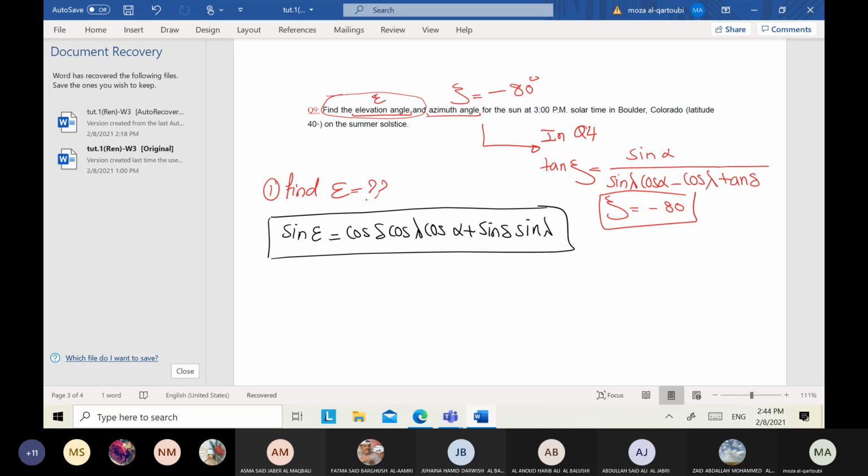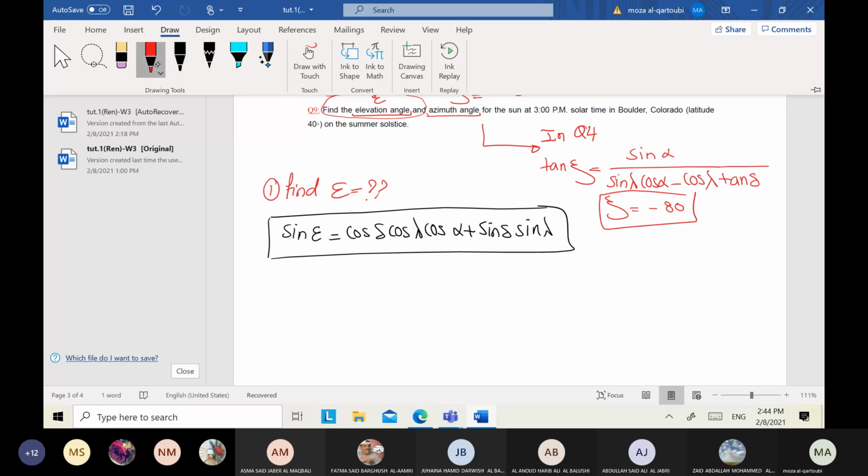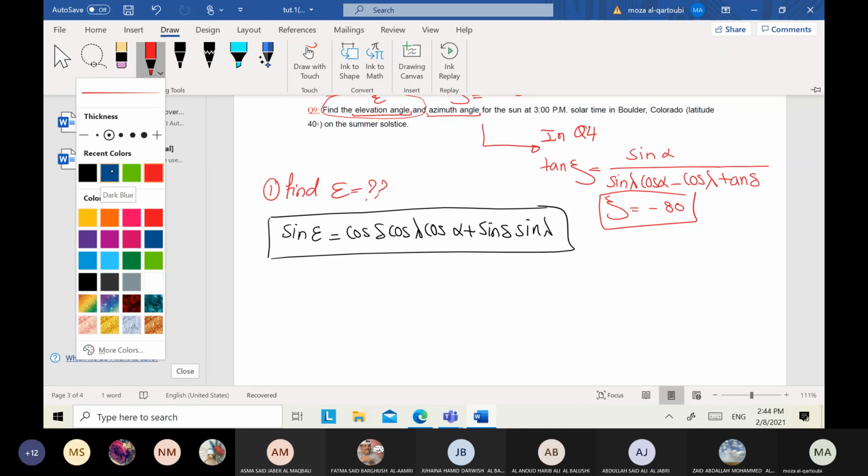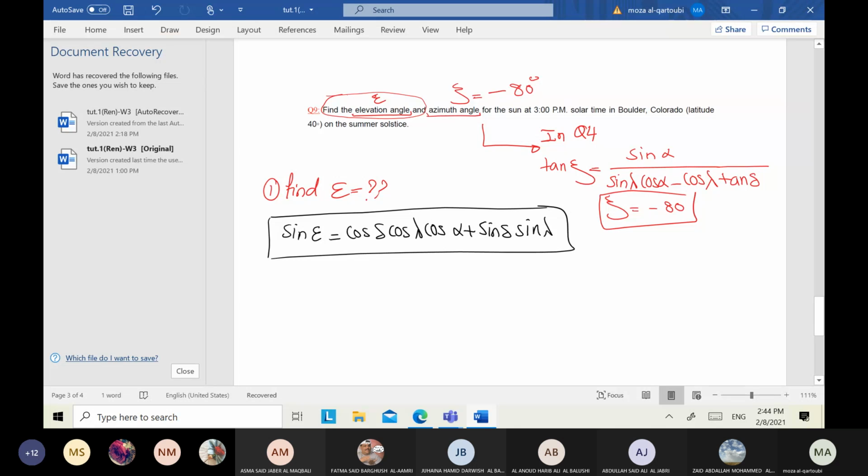So starting directly from lambda. Lambda is given in the question. Lambda, the latitude angle, equals 40. So lambda equals 40, given in the question. We also need to find delta and alpha.